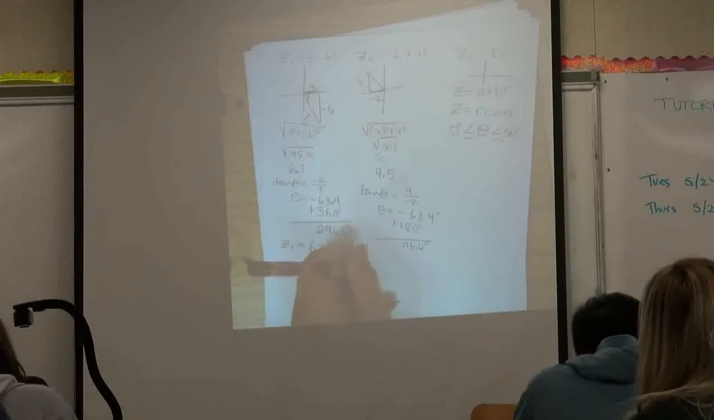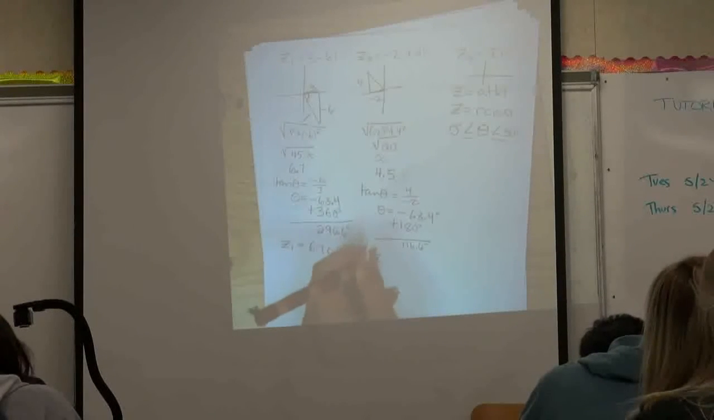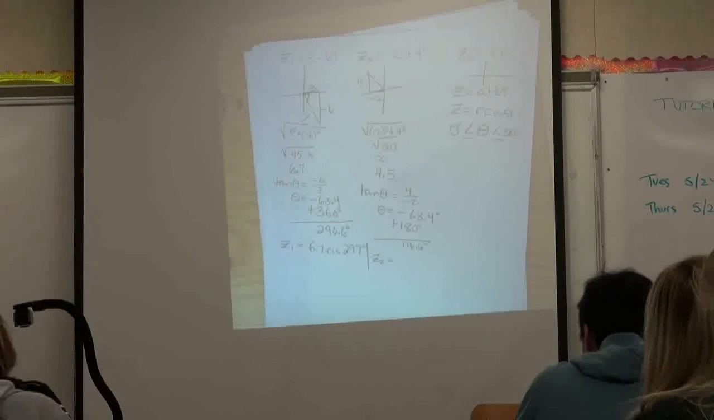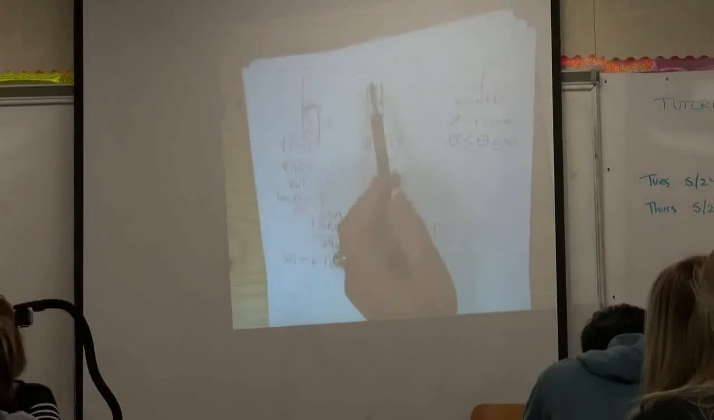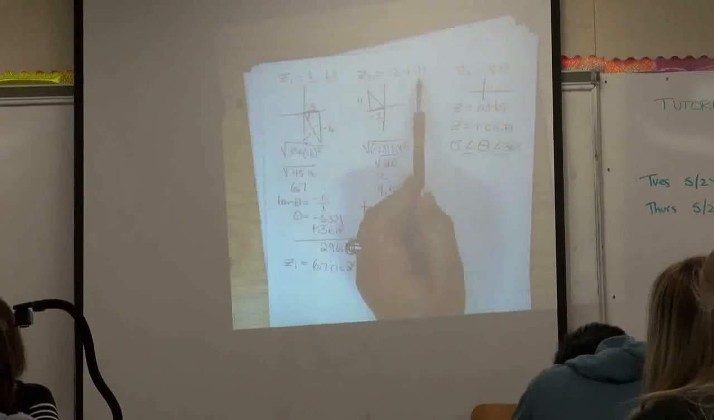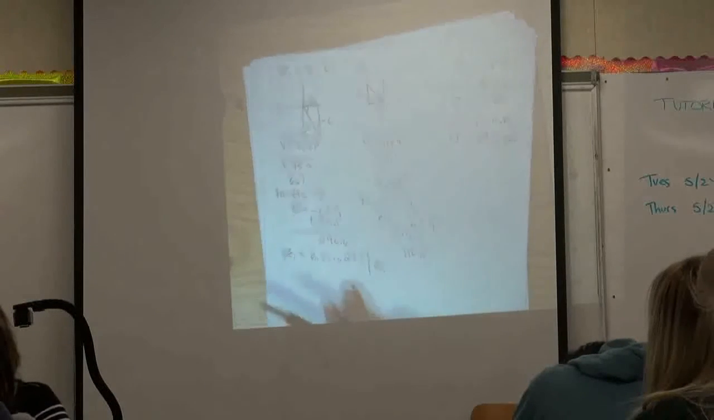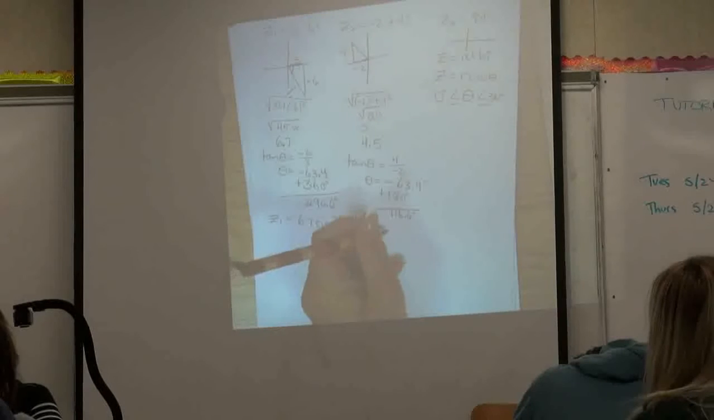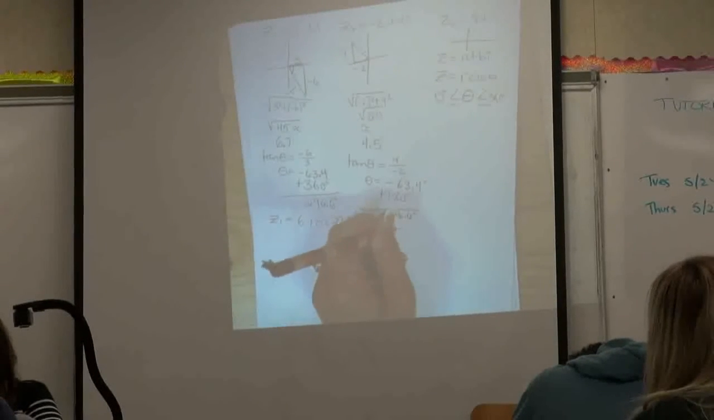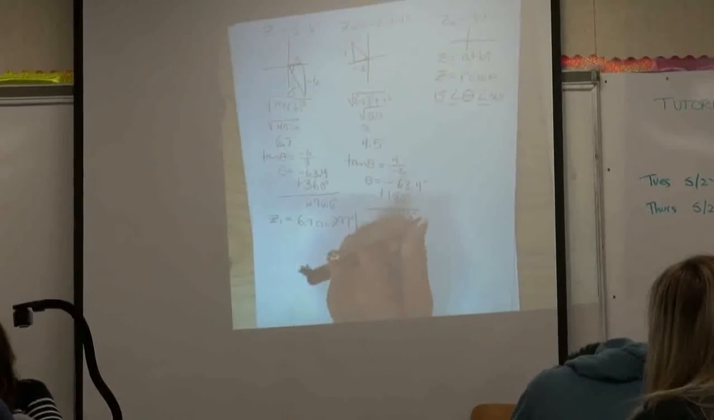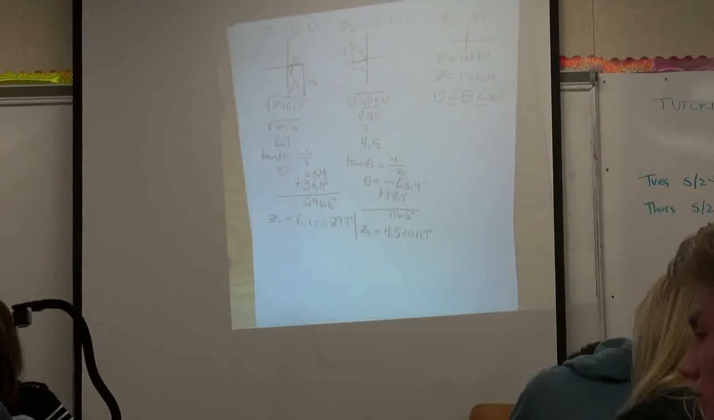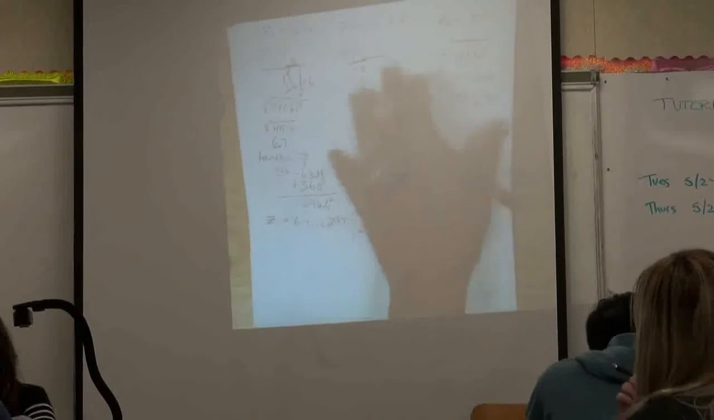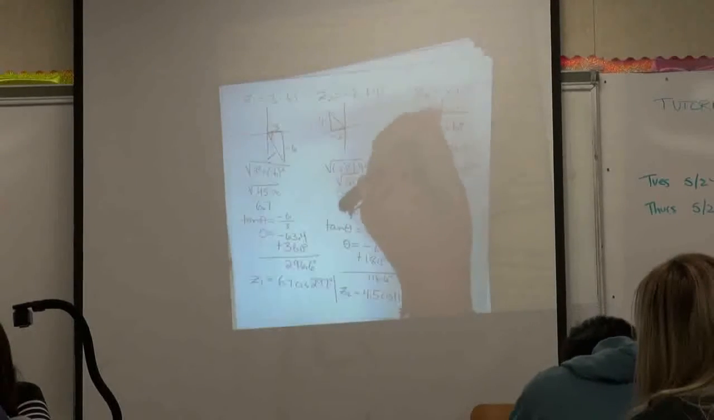And you were invited to round it to the nearest whole number. So Z2 in rectangular form is negative 2 plus 4i, and in polar form is 4.5 cis 117. And now we're going to do it one more time.